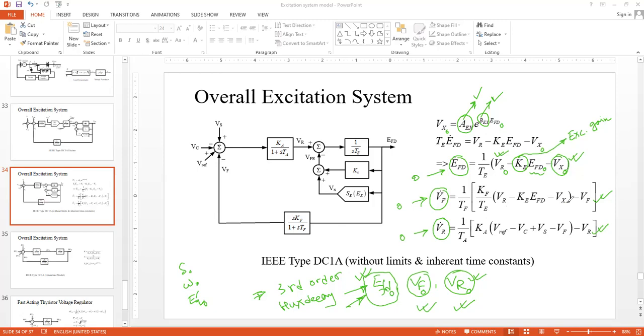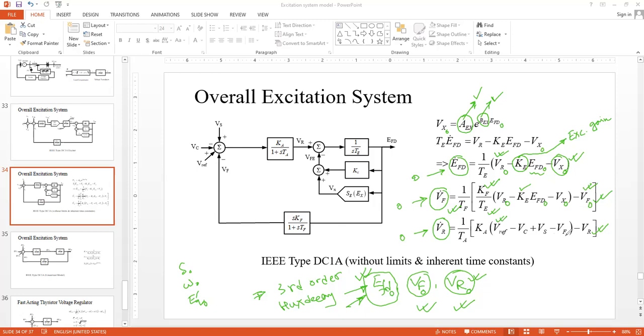So you see VX naught is known, EFD naught is known, KE should be known, and VR naught is already known. So you're only left with KE, TE, and TF, which should be available. These are associated with the blocks, either gain or time constant. So this should be available in the generator data sheet, in the exciter dynamic data sheet. Then you can calculate VF, which should be VF naught. And that's it. If anything else is remaining, what should be your VREF?